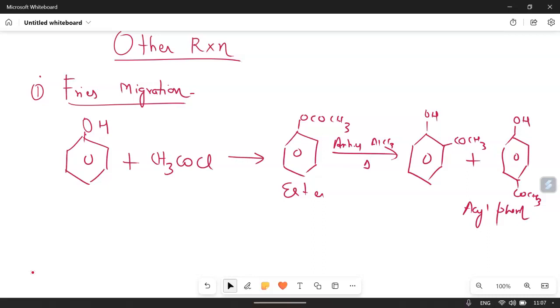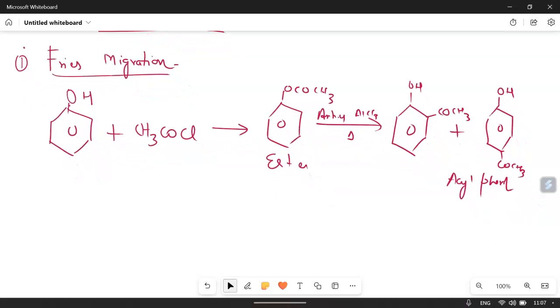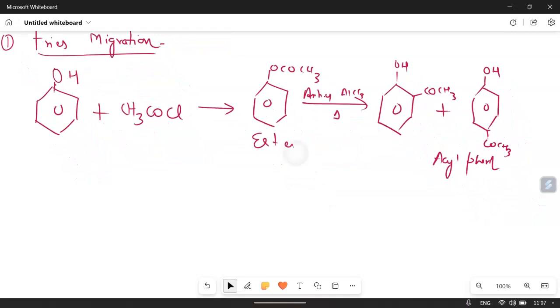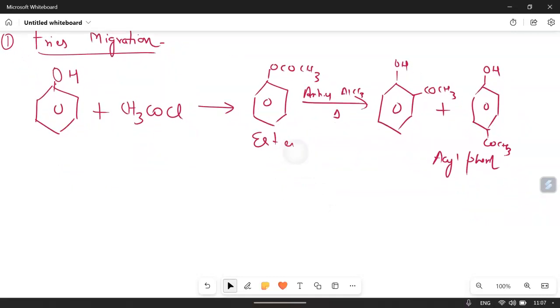This rearrangement is called Fries migration or Fries rearrangement basically. At low temperature, para product is dominating. Okay, so this is the reaction. You should remember: at low temperature, para product is dominating.